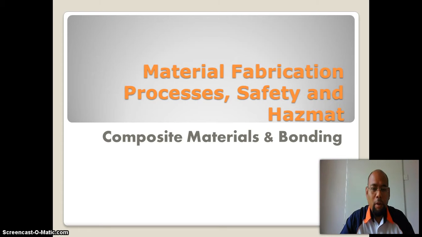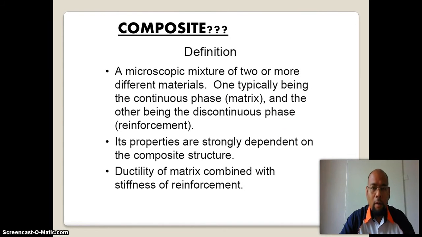Today's topics will be on composite material and bonding. First of all, what is composite material? By definition, it is a microscopic mixture of two or more different materials, one typically being the continuous phase, which is what we call the matrix, and the other being the discontinuous phase, which is the reinforcement.